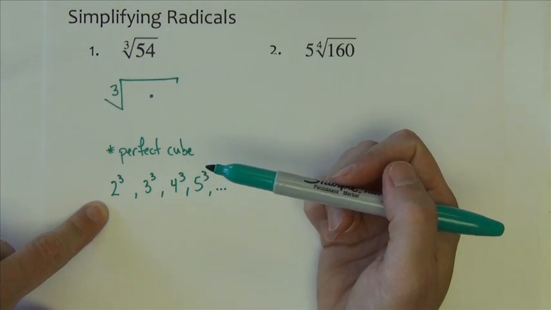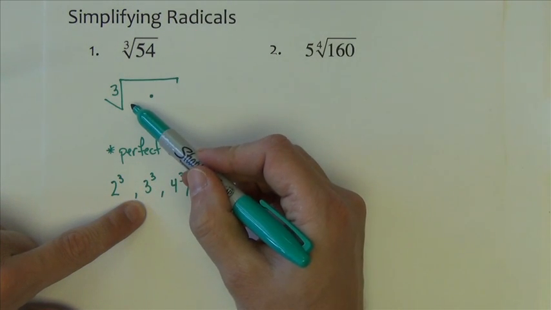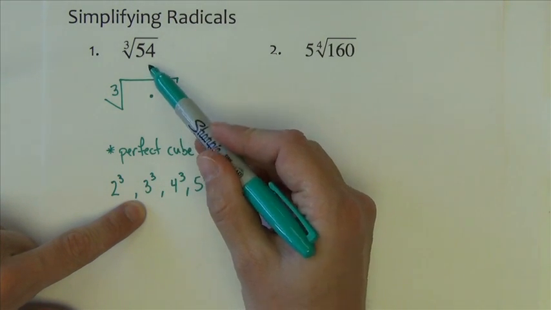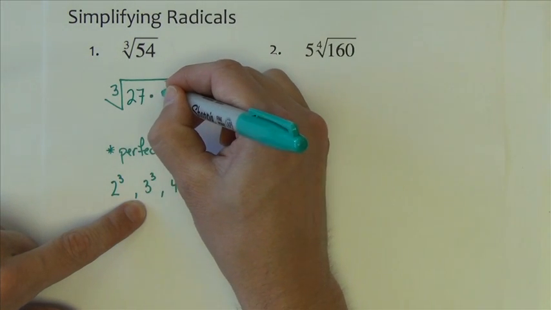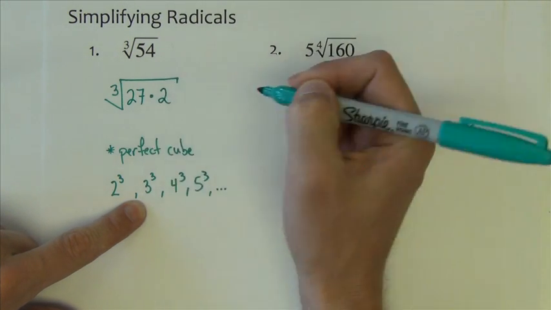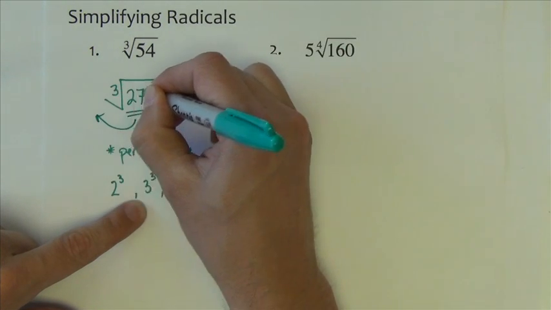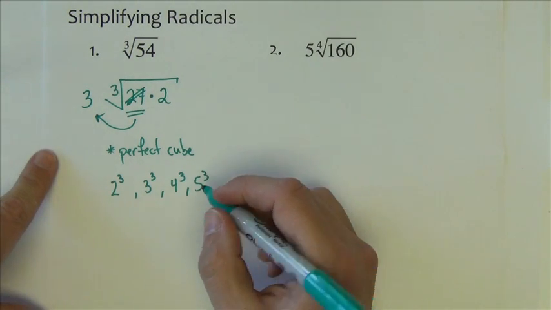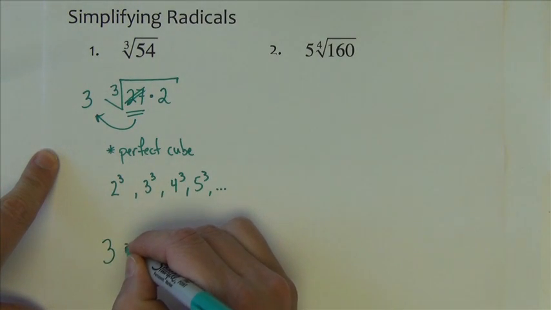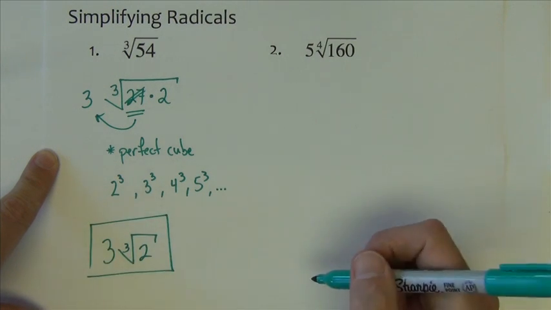I can't. So 3 to the third is 27. Can I do 27 times a number to get 54? And I can. So I'm going to use 27 times 2. 27 is the perfect cube. It comes out as 3. So the result is 3 cube root of 2.